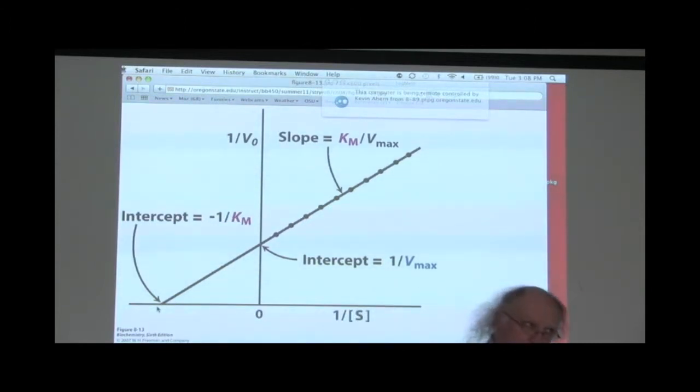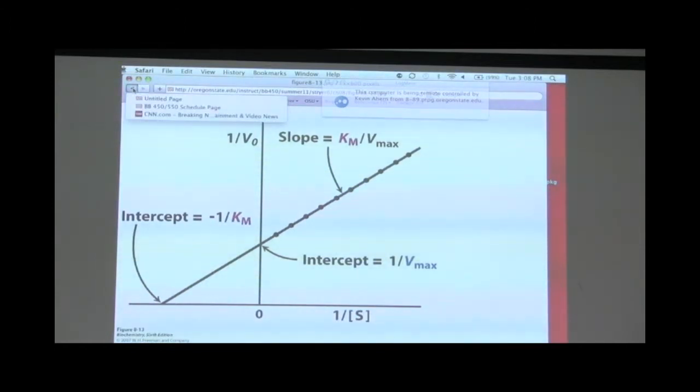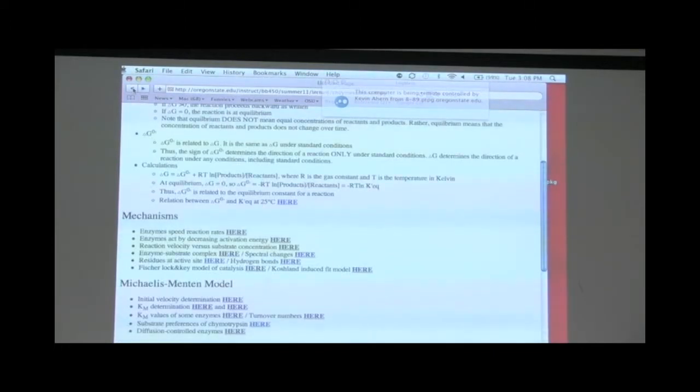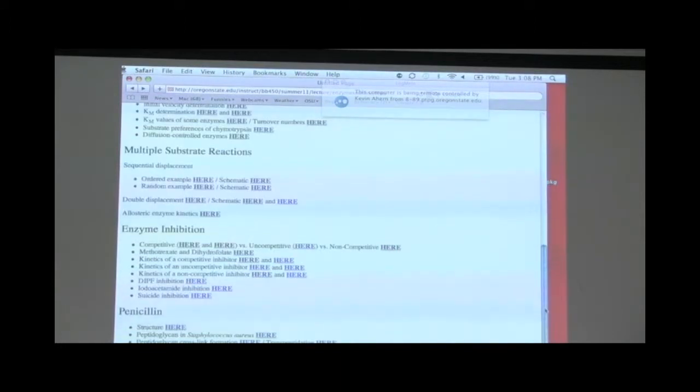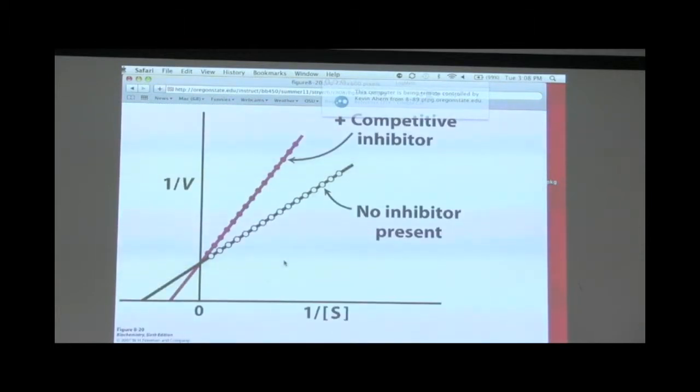Well, we can take that very same information, and we can think about how it would look on a Lineweaver-Burk plot and plot it in comparison to an uninhibited reaction. And so that's what I'm going to show you here. If I look at a competitive inhibitor, what I see in black is the line I would expect to get if there were no inhibitor present. Again, this is just like we saw on the last graph. It gives a straight line. The y-intercept is 1 over Vmax, and the x-intercept is minus 1 over Km.